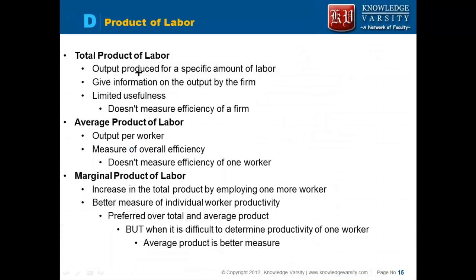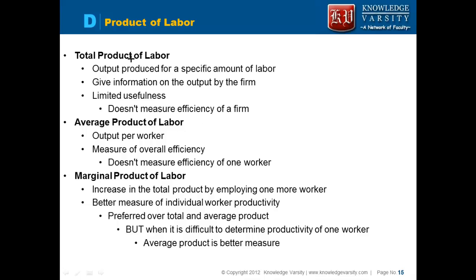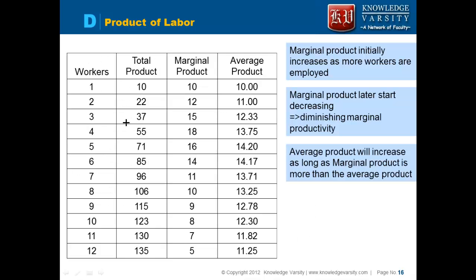Then we brought the total product of labor and average product of labor. We saw that total product is the total output, and average product is total output divided by the number of labor. This does not give me a good idea. However, average product gives me an idea about the efficiency. Right? So we saw that marginal product is initially increasing, then it starts decreasing from here.